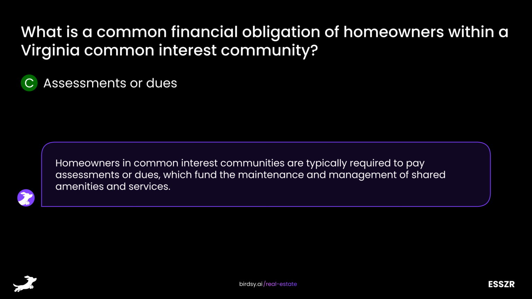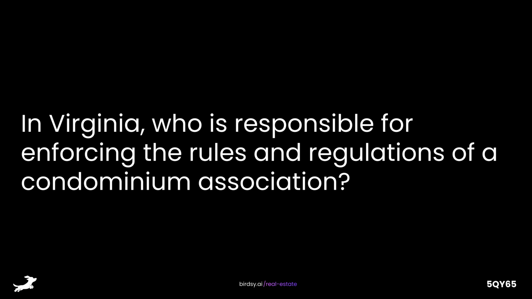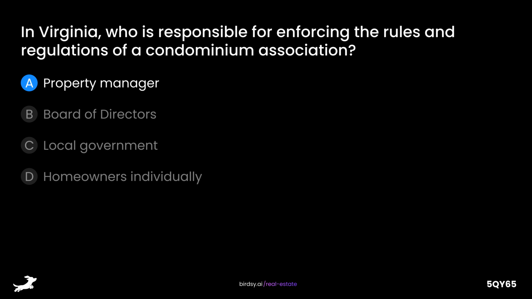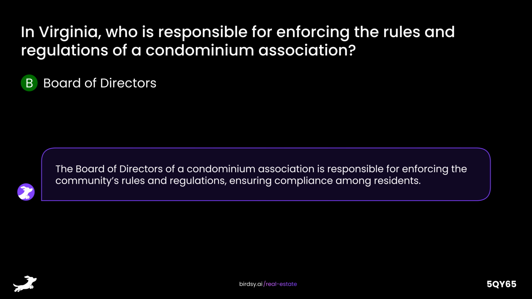Homeowners in common interest communities are typically required to pay assessments or dues, which fund the maintenance and management of shared amenities and services. In Virginia, who is responsible for enforcing the rules and regulations of a condominium association? Is it A, property manager, B, board of directors, C, local government, or D, homeowners individually? The answer is B, board of directors. The board of directors of a condominium association is responsible for enforcing the community's rules and regulations, ensuring compliance among residents.